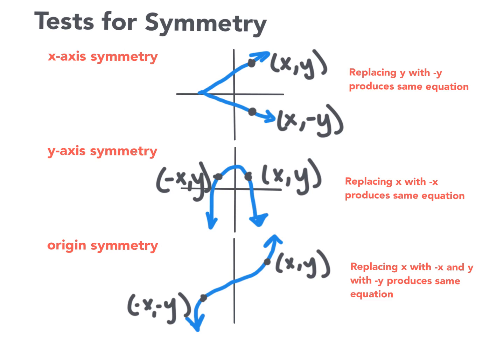All right, so our main points here. X-axis symmetry, you'll have x, y and x, negative y. And so here, if we replace y with a negative y in our equation, we'll get the same equation. Y-axis symmetry, x and negative x are both there. Origin symmetry, negative x, negative y, and x, y. And I don't know why that bar wasn't there for a little bit, but anyways, let's run some tests, and I'll show you what I'm talking about.